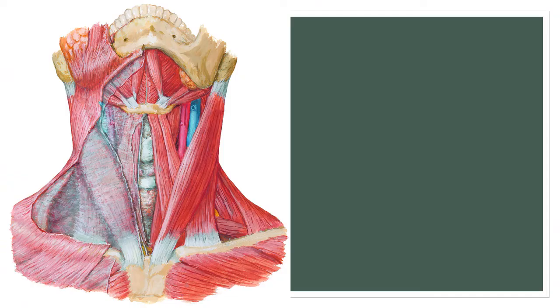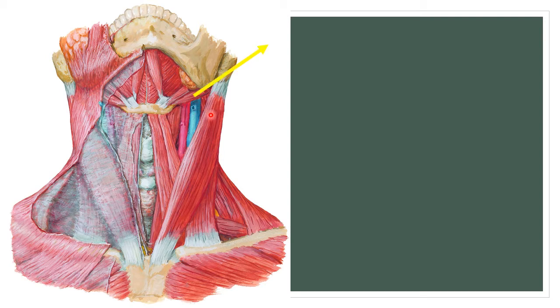So the carotid triangle is a triangular space which is present below and behind the hyoid bone. Can you find the triangular space here? This is the intermuscular space which is present below and behind the hyoid bone. Let us see the boundaries of it.